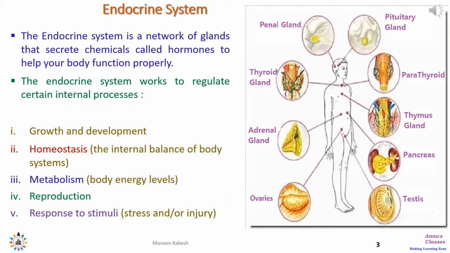The endocrine system is a network of glands that secrete chemicals called hormones. The figure over here shows major endocrine glands in our body, starting from the top: pituitary gland, pineal gland, parathyroid gland, thyroid gland, thymus gland, adrenal gland, pancreas gland, ovaries, and testes. All these glands secrete necessary hormones which regulate internal processes like growth and development, internal balance of the body system, metabolism, reproduction, and response to the stimuli.